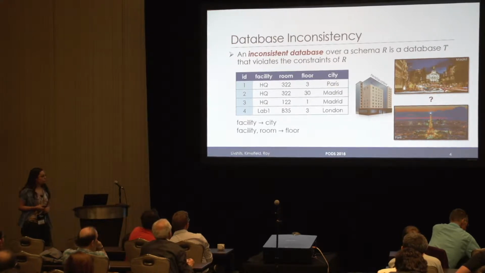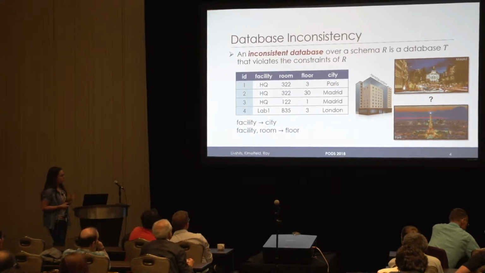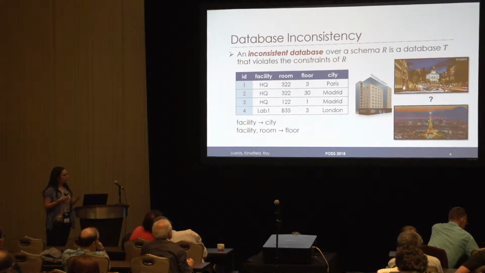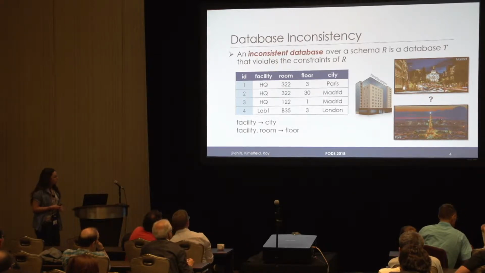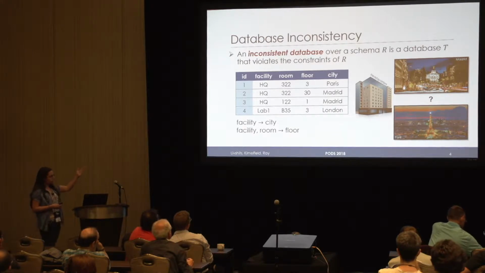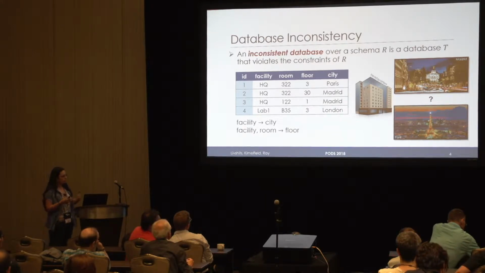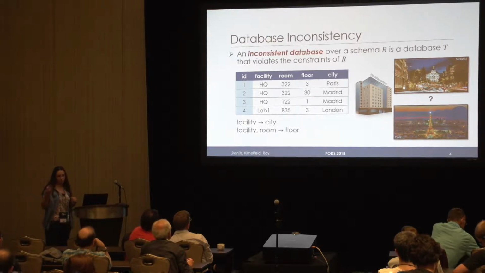In our case, the constraints are functional dependencies. So here we have an example. We have a database that stores information about locations of offices in a company. And we have two functional dependencies. And you can see that this is an inconsistent database because, for example, we don't know if the headquarters is located in Paris or in Madrid.